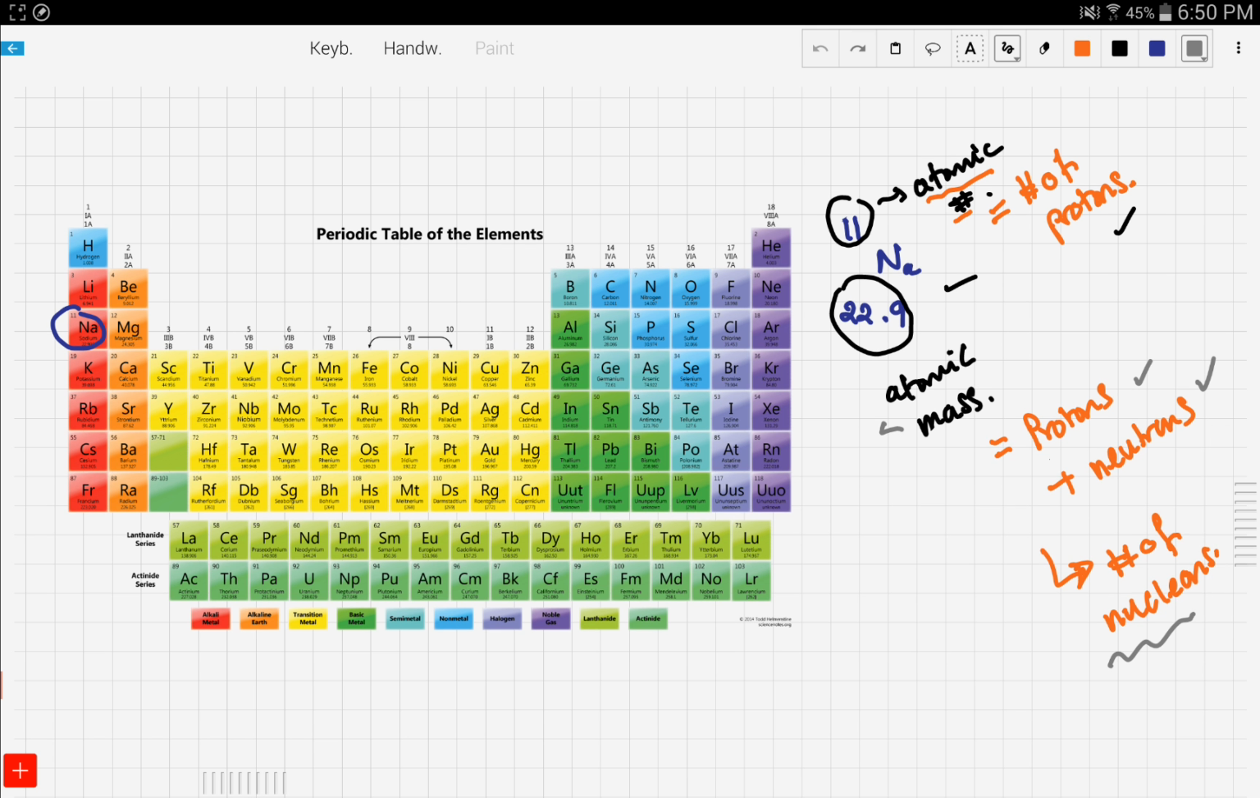One thing also to note is that since sodium is neutral in its natural state, it doesn't have any charge, therefore it has 11 electrons also. So that means it has 11 negative charges and 11 positive charges from the protons. That's why it has a 0 charge in its normal, natural state. It doesn't have a positive or a negative charge.